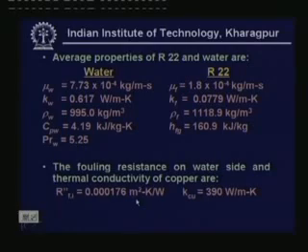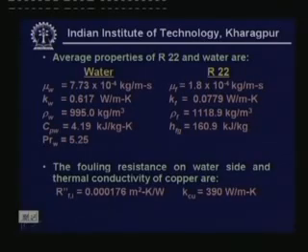Now the first thing we have to do is we have to find out the properties of R22 and water, because we have to evaluate the heat transfer coefficients and all. So these are the properties at average temperatures. For water, viscosity is given as 7.73 into 10 to the power of minus 4 kg per meter second. Thermal conductivity is given as 0.617 watt per meter Kelvin, and density is 995 kg per meter cube. Specific heat of water is given as 4.19 kilojoule per kg K, and Prandtl number is given as 5.25.